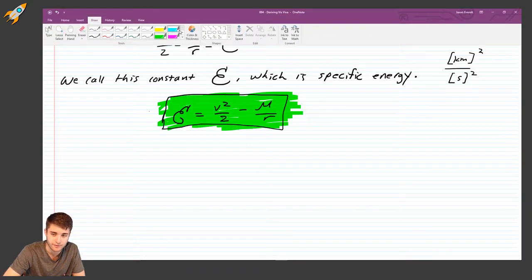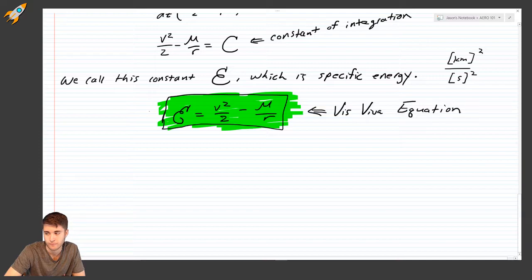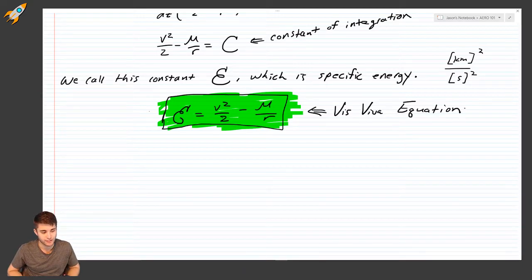And what do we call this equation again? We call it the Vis Viva equation. Vis Viva equation. That's what we call it. Hey, Kelly. What's up? Kelly, we just derived the Vis Viva equation, and it was pretty awesome.